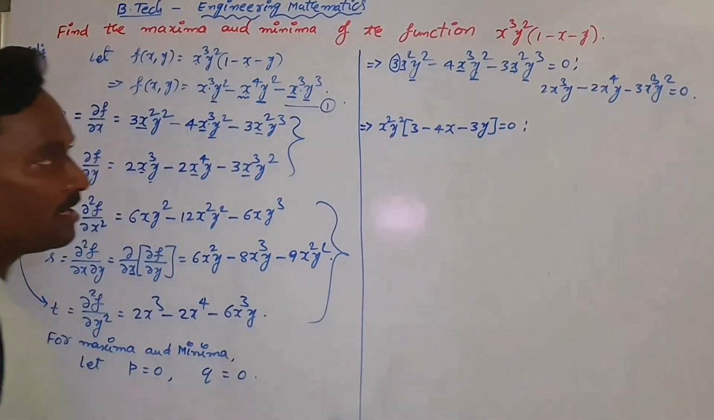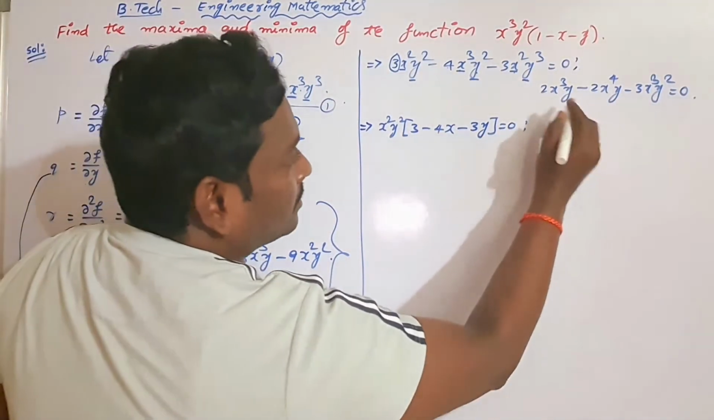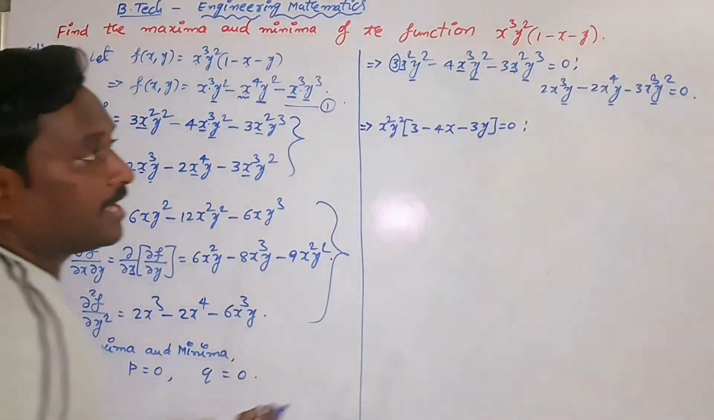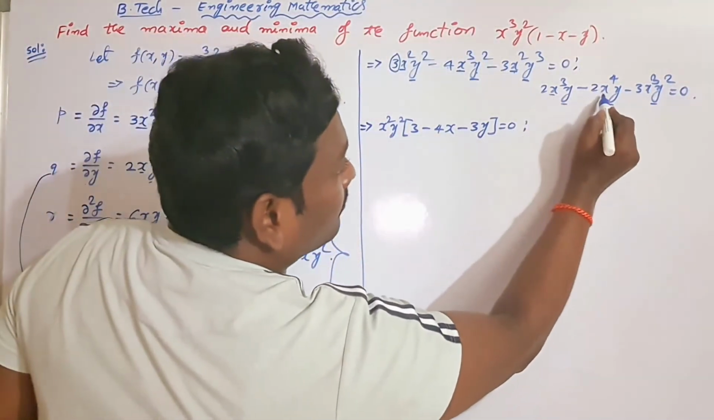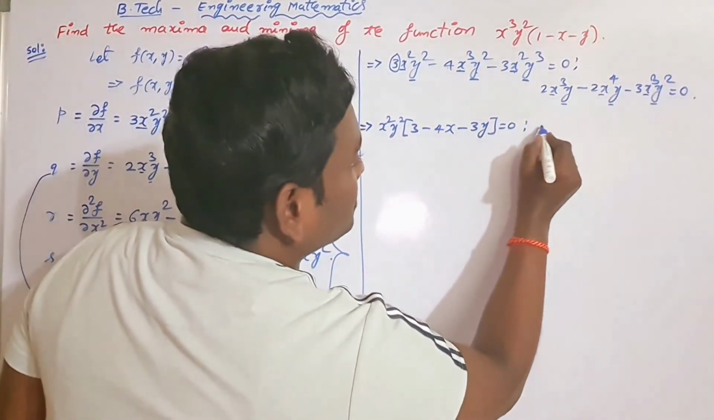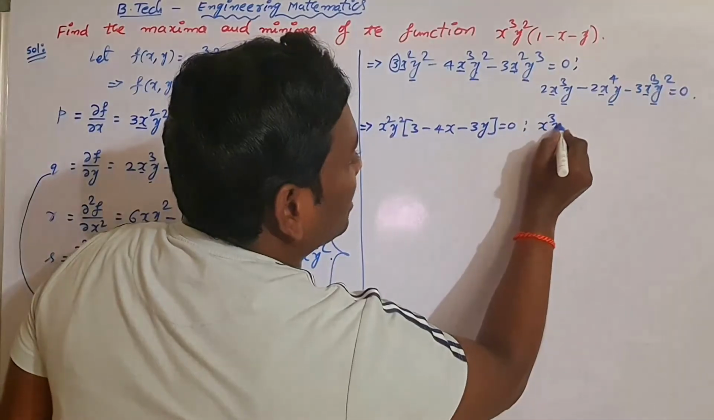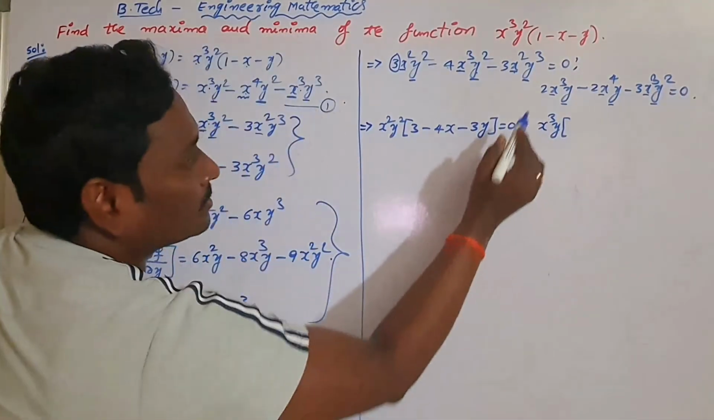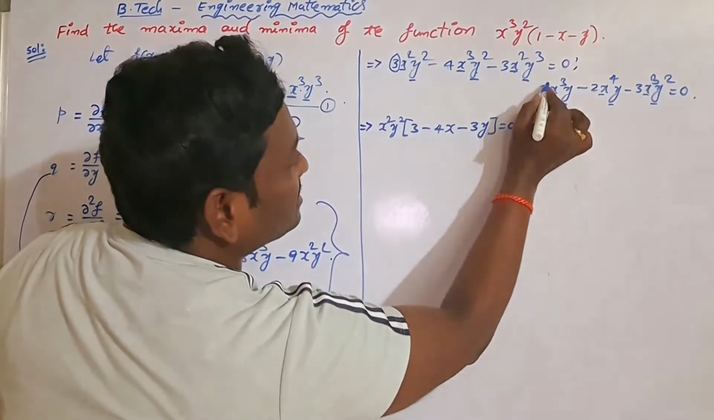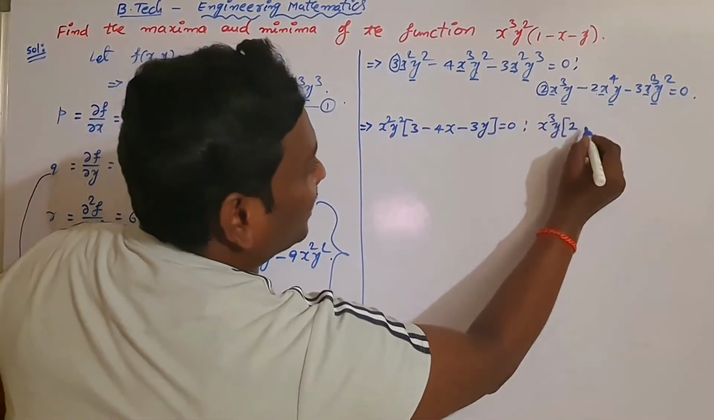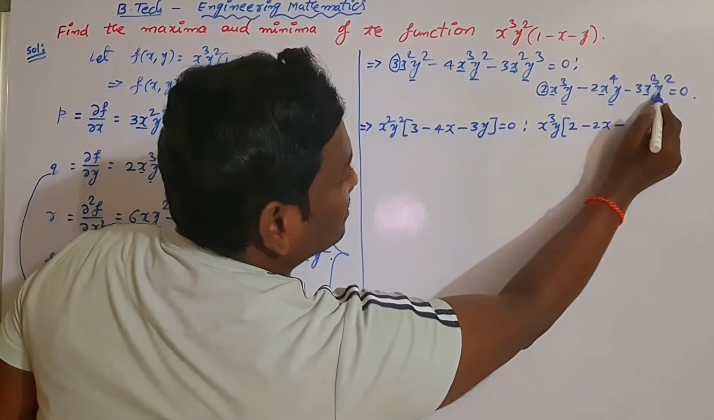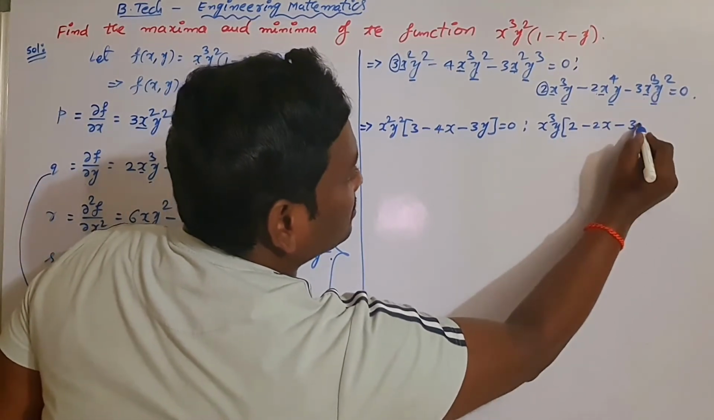In the similar way, observe the second equation. All terms have minimum of 1 y, and minimum of 1 x cube term. So x cube y is the common term. So you will get the remaining term: only a constant term is there in the first part, minus 2 into x is remaining, minus y is remaining, 3 is also there.